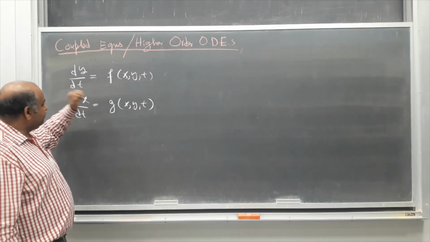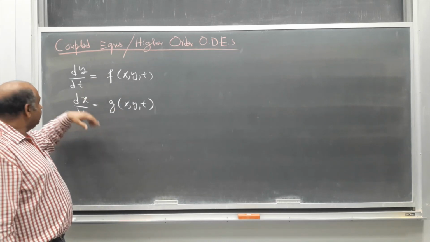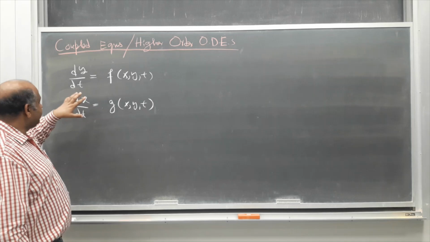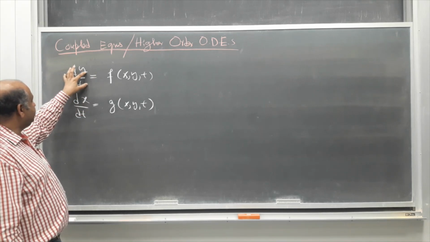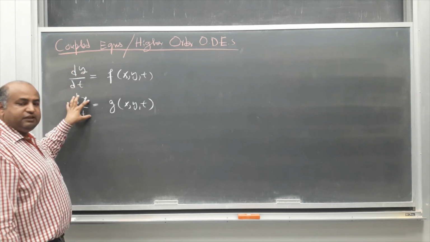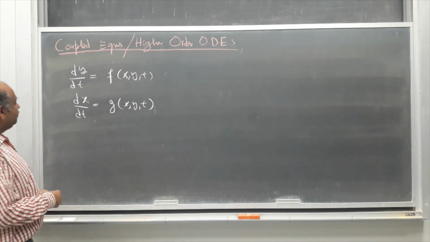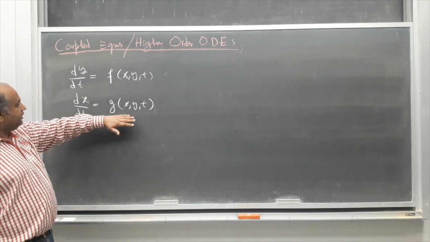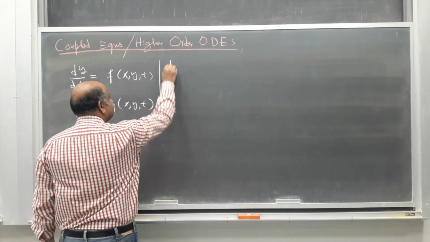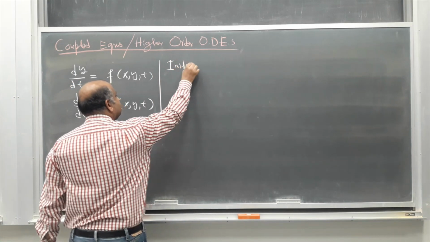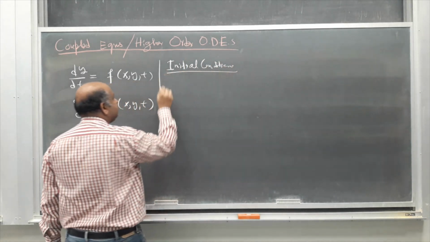So before beginning this method, what you should do is simultaneously solve them, because there are two variables and two equations. You can solve them to get one equation with dy by dt only and the other equation with dx by dt only, and everything else on the other side. Okay, so we'll assume that that has been done, and we have these two equations, and there are two initial conditions, because now we have two variables.